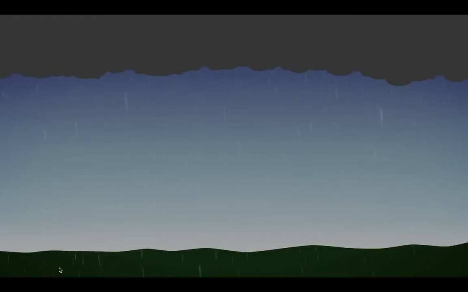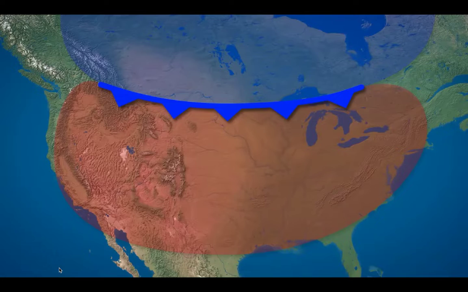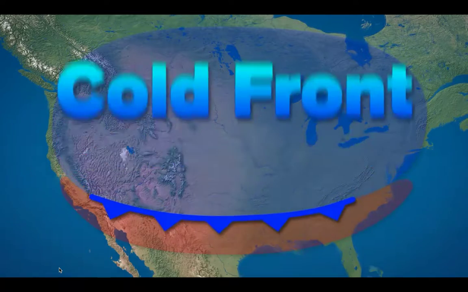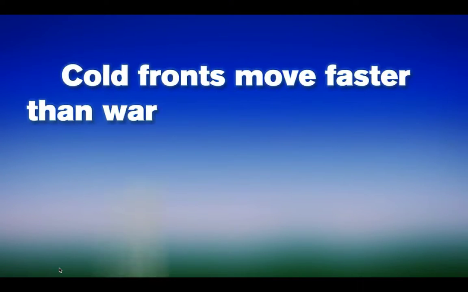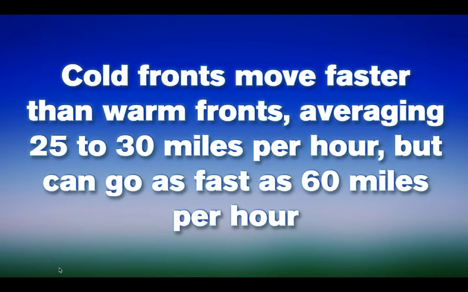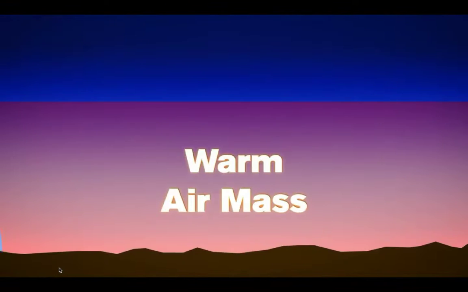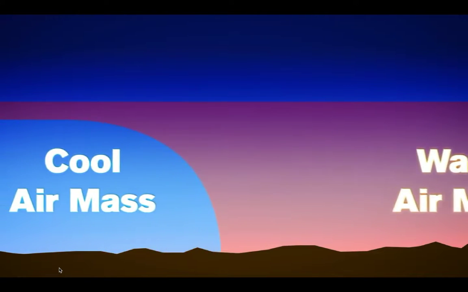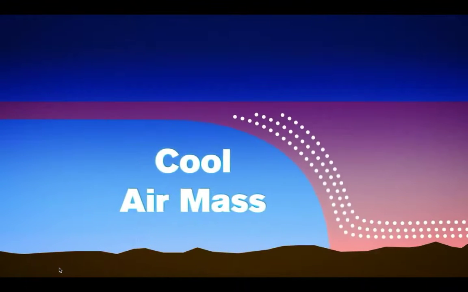Once the front passes, rain showers are possible, followed by a gradual clearing. A cold front occurs when cold, dense air overtakes warmer air. Cold fronts move faster than warm fronts, averaging 25 to 30 miles per hour, but can go as fast as 60 miles per hour. Cold fronts stay close to the ground and have a steeper angle than a warm front.